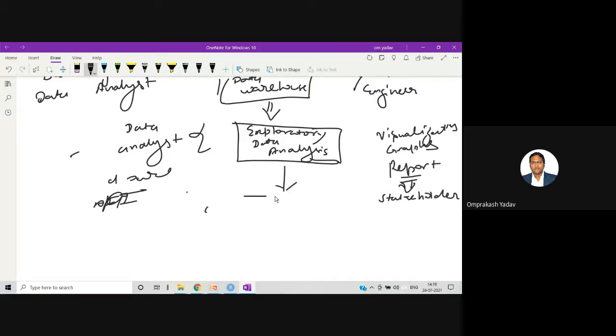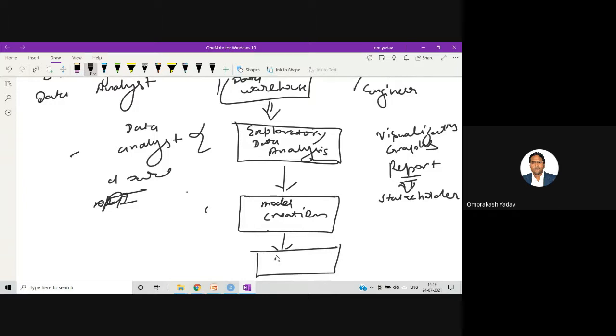Now after this, we have to create the model, we have to make the model. So there comes model creation, and after this, the model deployment. In model creation, model selection comes first: what algorithm are we going to select for this particular data? Which particular model will be suitable, which algorithm will be suitable, and after selecting that algorithm, you need to train the model.